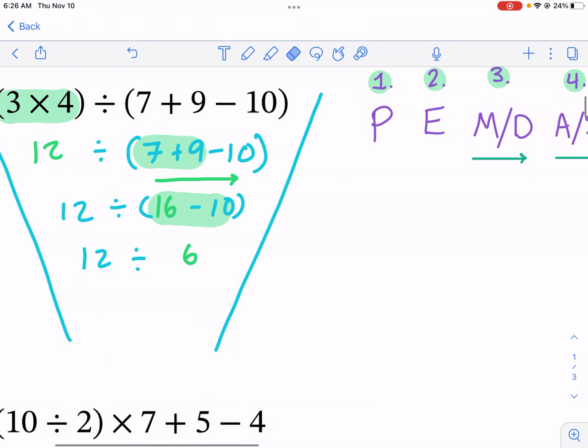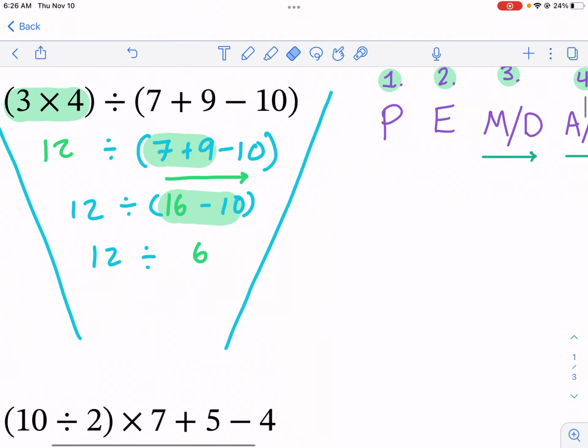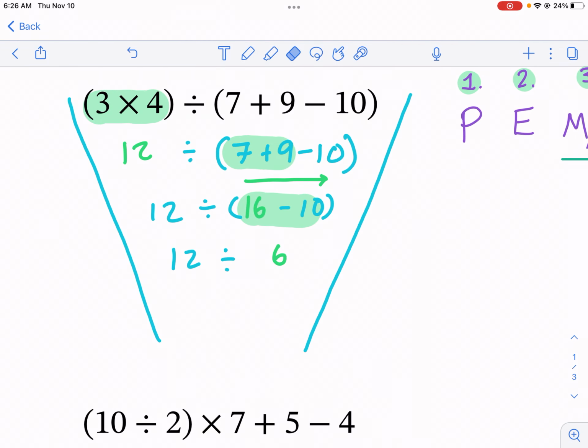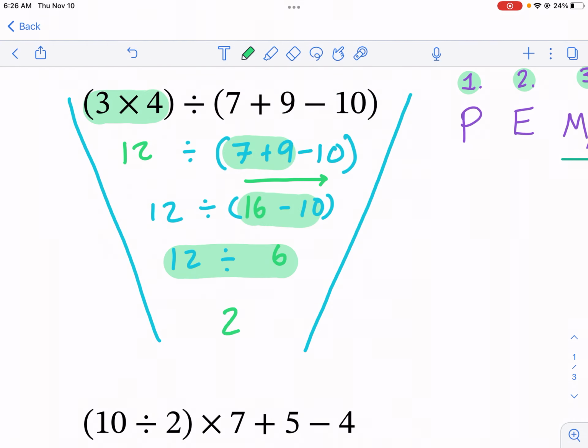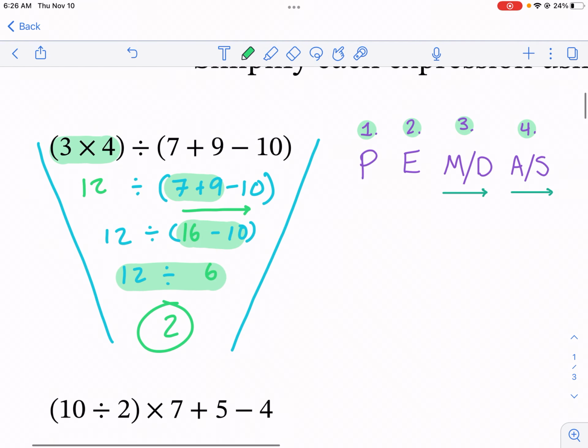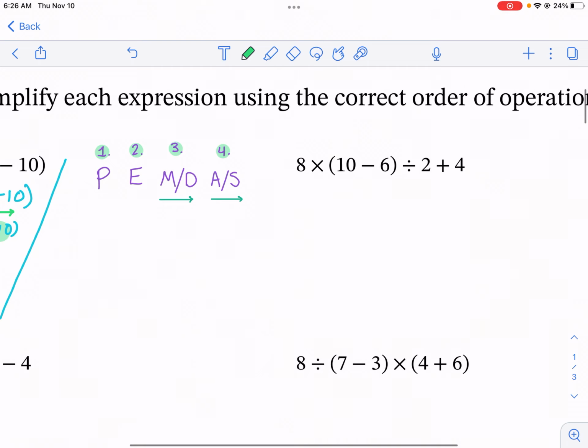Now I'm moving on to exponents. Don't have exponents. Multiplication, division. I only had division, and that's my only operation left. So that's what I get to do. I get to do 12 divided by 6, and that gives me 2. So my answer is 2. Make sure to circle at the end, and you can see that nice funnel approach that I was talking about earlier. Let's go ahead and move on to number 2.